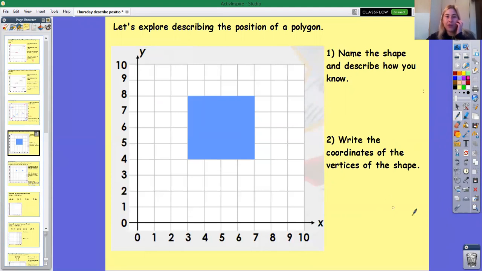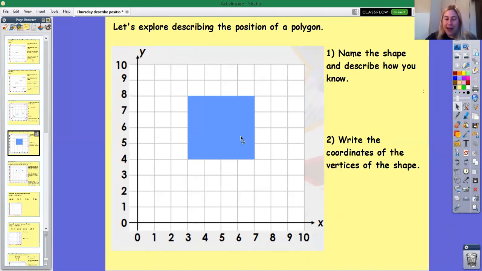Okay, now I want you to have a little look at describing the position of a polygon. So first thing I want you to do is name the shape and describe how you know. And then I want you to write the coordinates of the vertices of the shape. So remember what vertices are from last week and this week. Pause the video now and see if you can do those things.